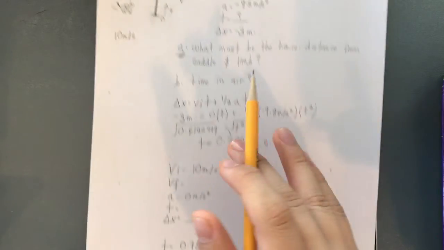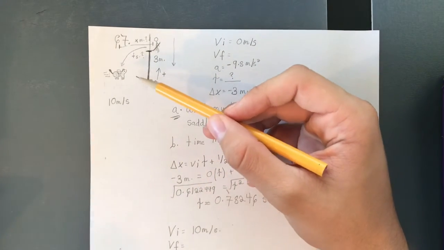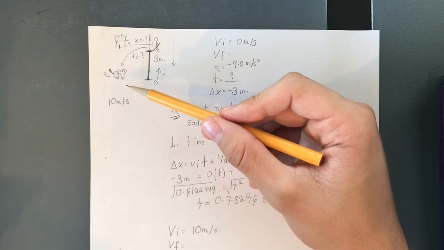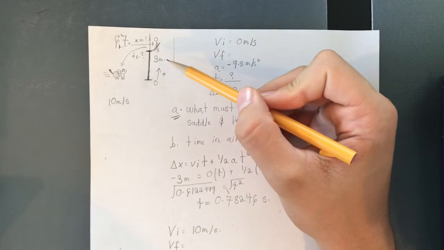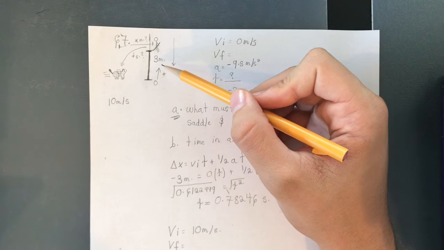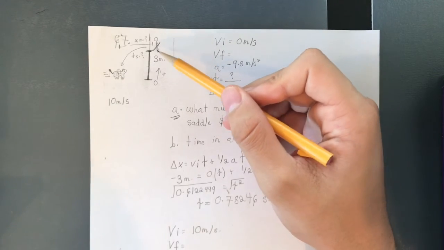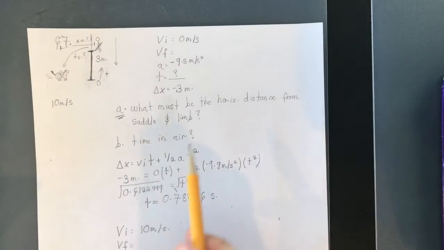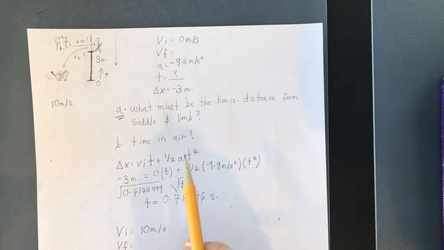Well, first we need to draw a diagram. Accordingly, we know that the horse is moving at a velocity of 10 meters per second, and that the man is vertically up in the air on top of a tree branch 3 meters. So first we need to find out what must be the horizontal distance from the saddle and the limb.